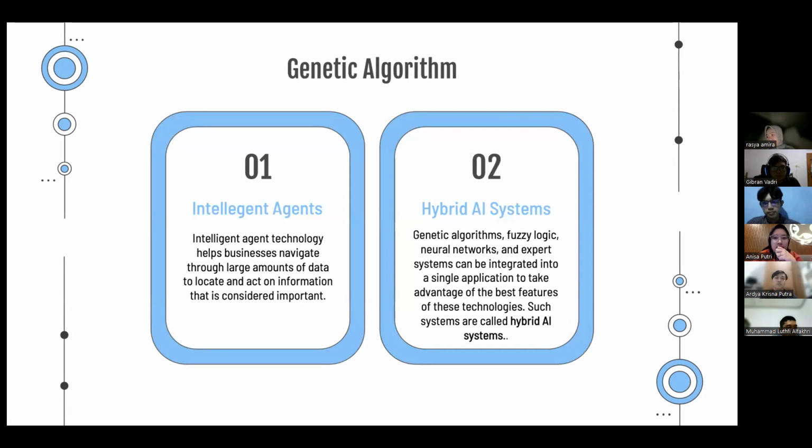This is intelligent agents. Intelligent agent technology helps a business navigate large amounts of data to locate and act on information that is considered important. Intelligent agents are software programs that work without direct human intervention to carry out specific tasks for an individual user, business process, or software application.